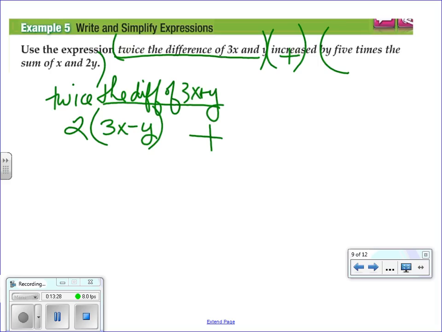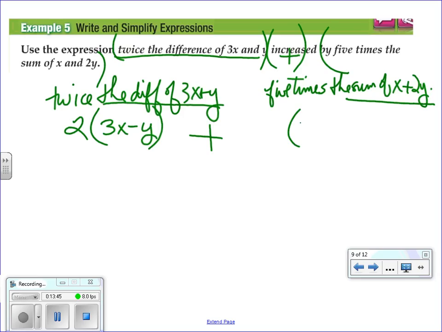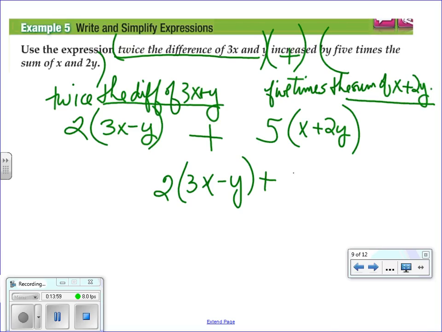Plus 5 times the sum of x and 2y. So the sum of x and 2y we would write as x plus 2y. That's the sum of x and 2y, isn't it? And 5 times that. So there's our expression, 2 times 3x minus y plus 5 times x plus 2y.